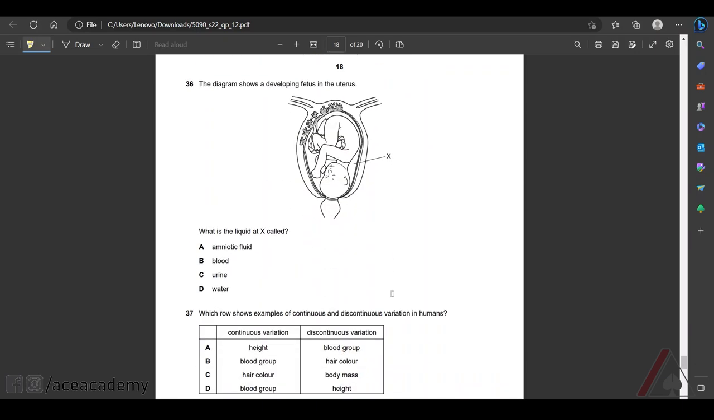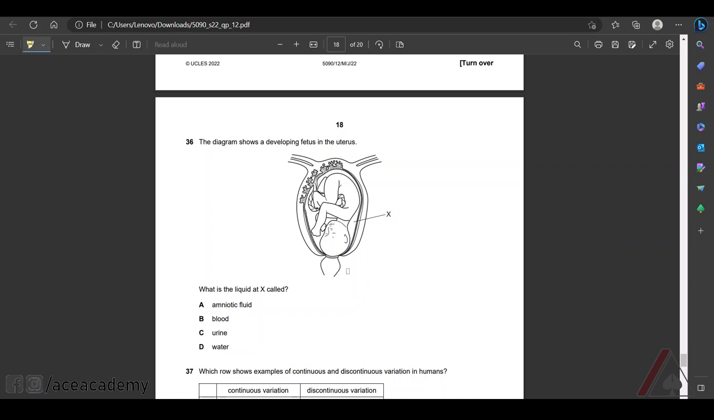Our next question, number 36. It deals with a diagram which shows a developing fetus in the uterus. In this diagram, the fetus is actually in the amniotic sac, so this fluid is surrounded by it. It's mostly amniotic fluid. Let's see what the question wants. What is the liquid at X called? Now, right off the bat, we have amniotic fluid, which I've already said. This is most likely a correct answer, but let me look at the other options.